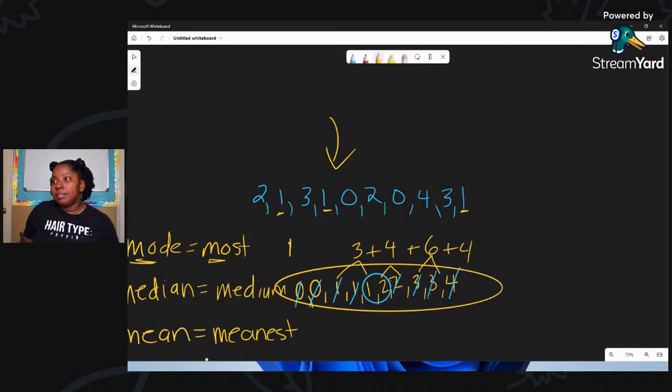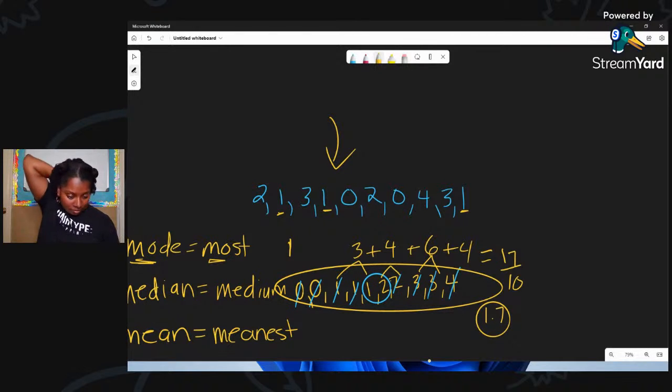I can't even. So you would get 17 and then divide it by how many numbers there are, which is 10. Okay. And so, you know, it's going to be ugly. 17 tenths. You're going to get 1.7 when you divide it, or 1 and 7 tenths. Okay.